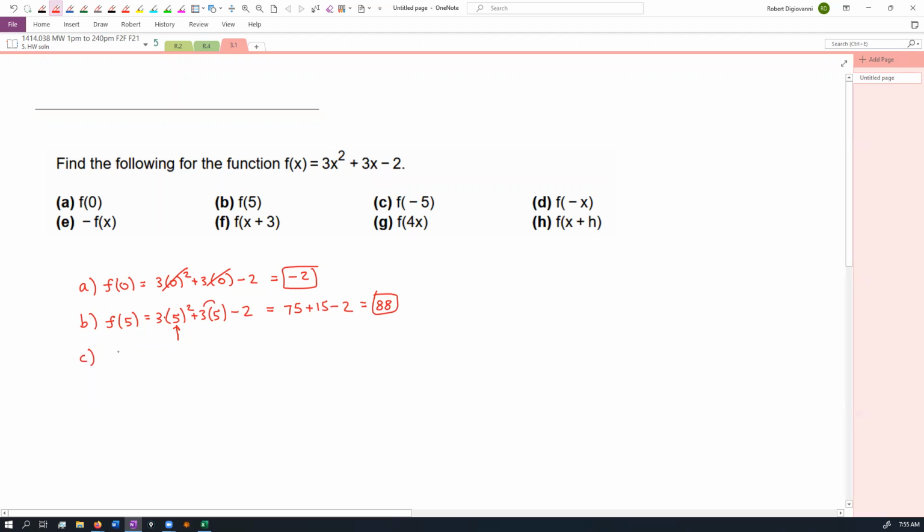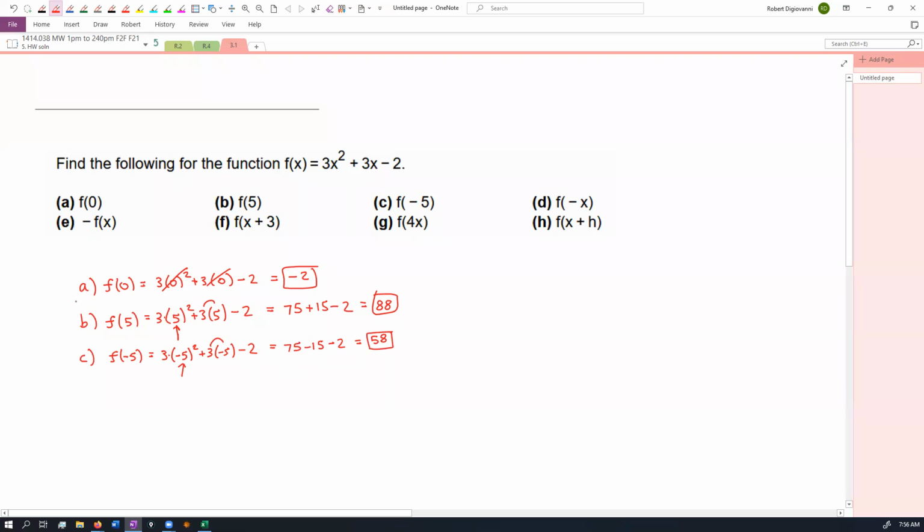Okay, and then for part C, we want to plug in -5. So it's important here to know that this -5 is going to be squared. And then here 3 times -5 and then -2. So we have to square -5 first. So -5 times -5 is 25. Then multiply times 3, we get 75. And then here 3 times -5 is -15 and then -2. So 75, take away 15, we get 60, and then take 2 more away, we should get 58.